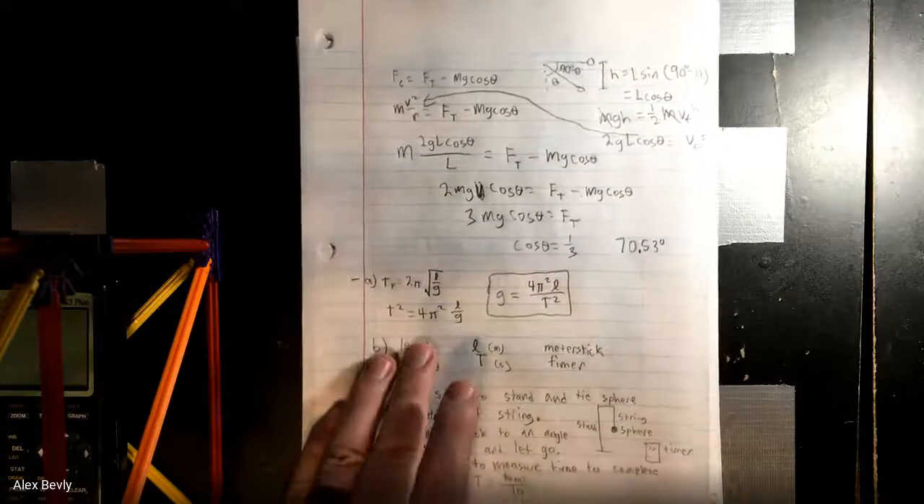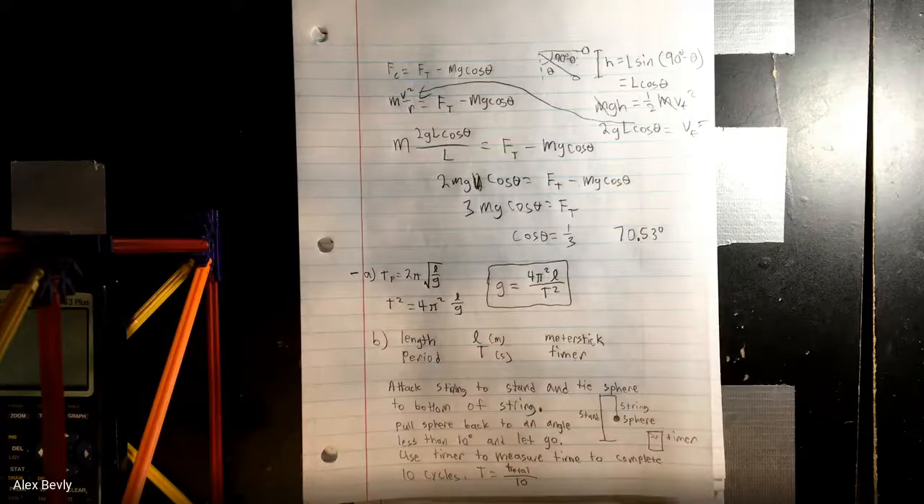All right, so use the timer to measure 10 complete cycles. There we go. That reduces experimental uncertainty. We're not trying to just measure one time. This is going to average out the error of starting and stopping my measurement. And then what else do we need to measure?